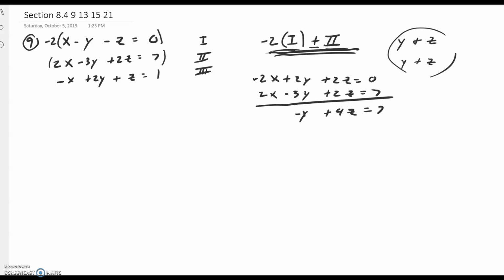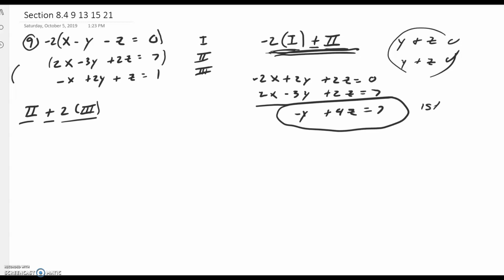So now I'm going to invent a plan that uses these two. It's going to be equation 2 plus 2 times equation 3. If you focus on the x's, this will be 2x. This will be negative 2x, and when we add those, we get 0 x's, and we'll have our second equation in y and z combined with our first one, and then we can put those two together. So let's get started with the plan.